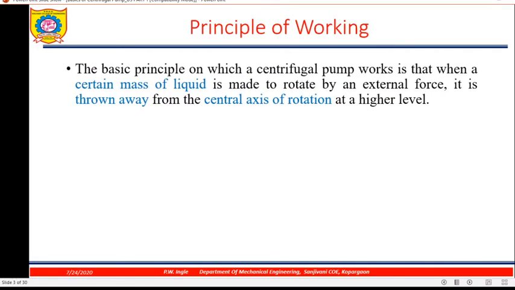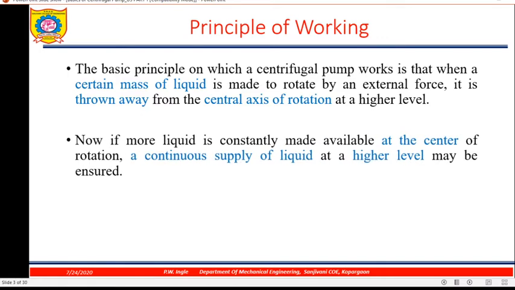Now, what is the principle of working? So, basic principle is what? When a certain mass of liquid is made to rotate by an external force, it is thrown away from the central axis of rotation at a higher level. For example, you take water in a bucket and you rotate your hand at the center. So what is happening? The water will try to flow in an outward direction because water at the center is rotated and it will flow outward.